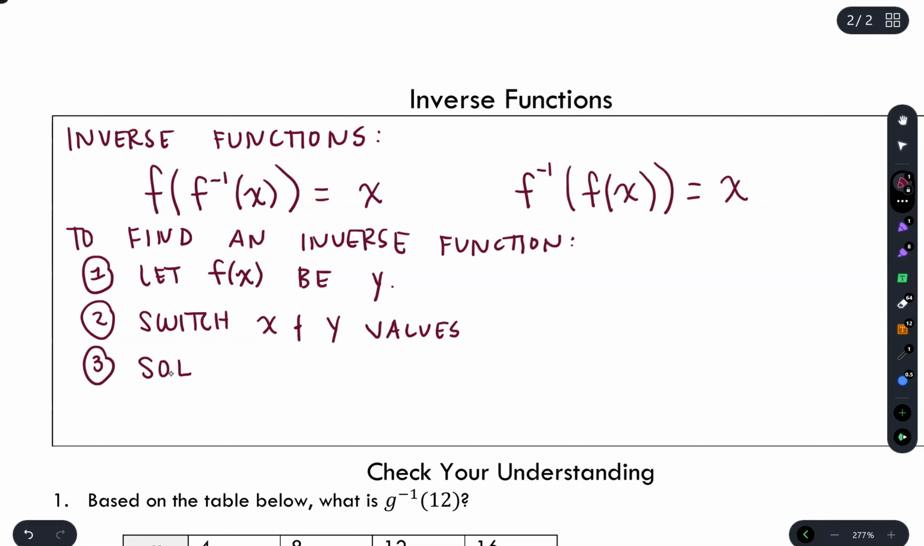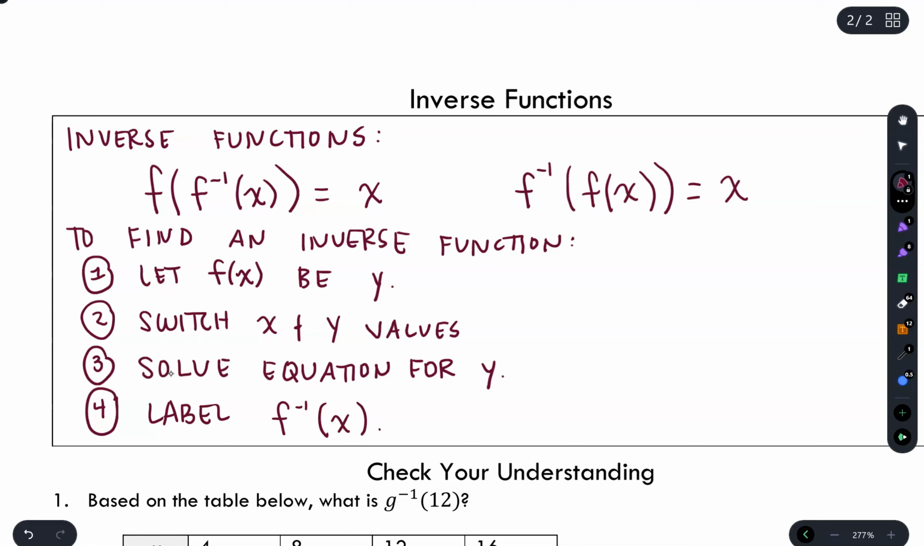You're going to solve the equation for y. So solve this new equation for y. And once you've isolated y, you're going to label it your inverse function. And we label it our inverse function because remember, functions are always functions of x, right?